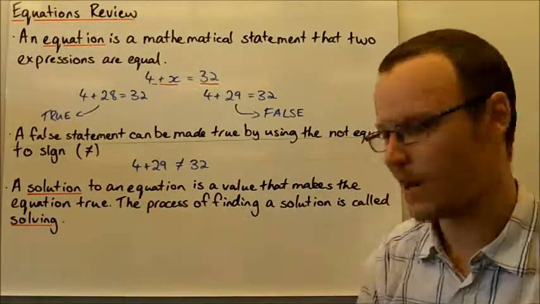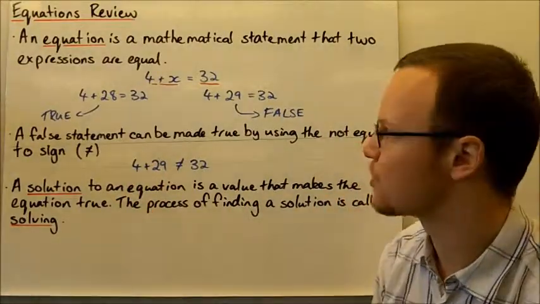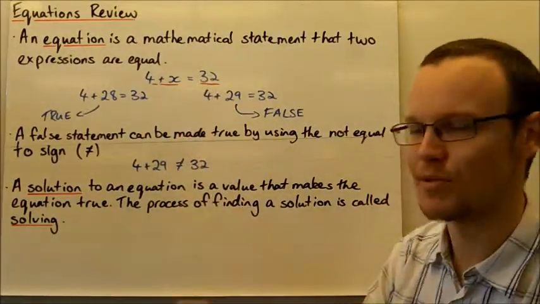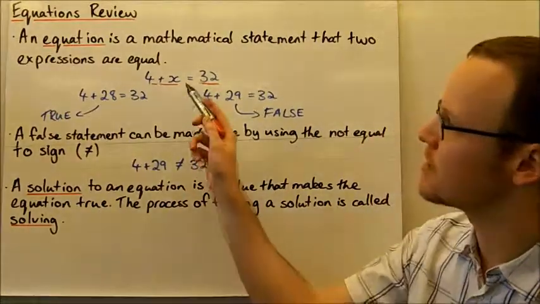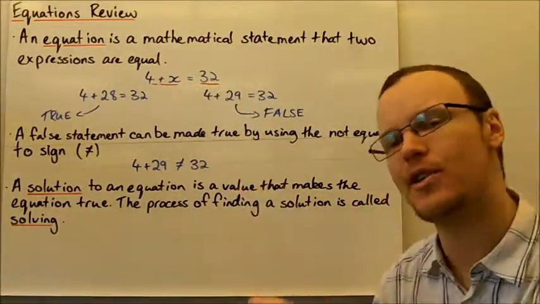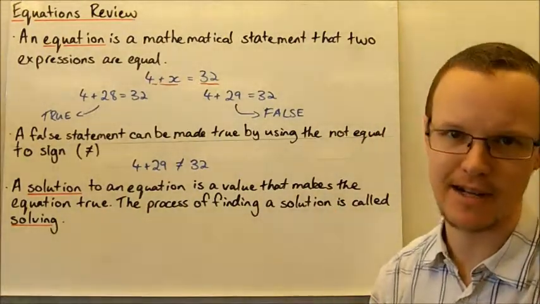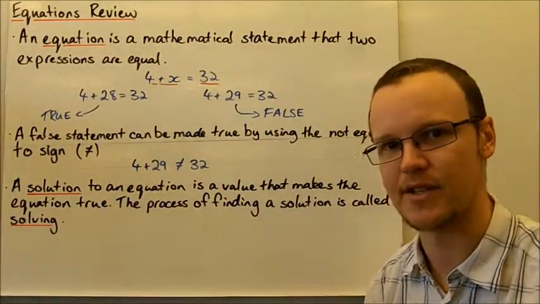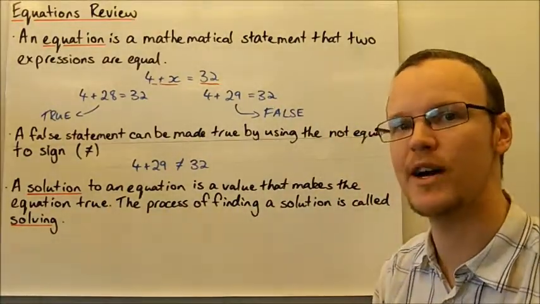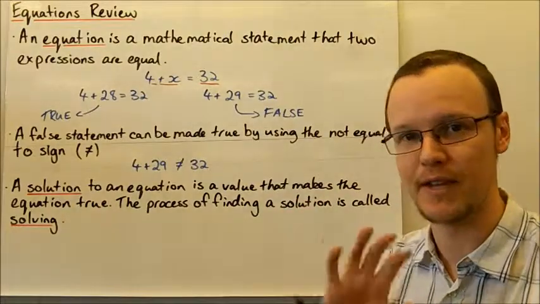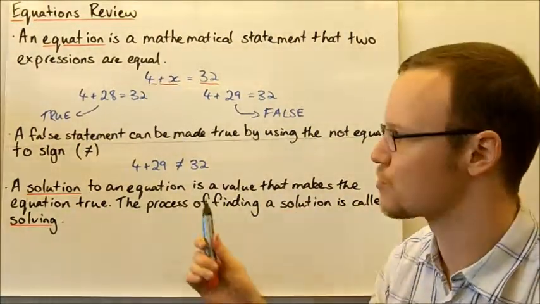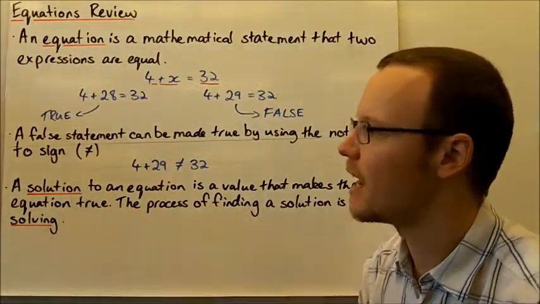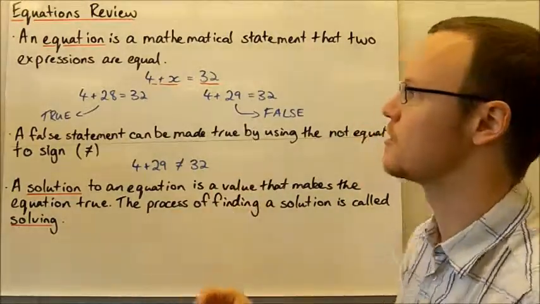A solution to an equation is a value that makes the equation true. So x equals 28 is a solution to this equation up here. X equals 29 is not a solution because it doesn't make it a true statement. The process of finding a solution is called solving. So solving an equation means finding a value for the variable that makes the statement true, and that means finding a solution.